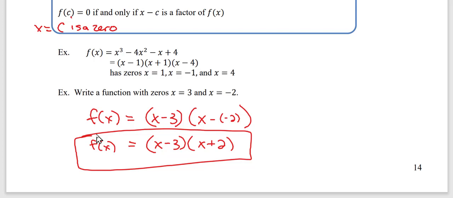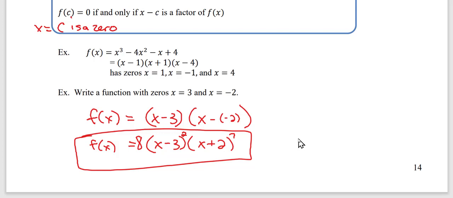This function that I have written here is a function with zeros x equals 3 and x equals negative 2. It's not unique, it's not the only function with those zeros, but it is a function that meets those conditions. The reason it's not the only function is because, say for example, this could be squared and this to the 7th power, and it still satisfies those conditions. You could have an 8 in front here, and it doesn't explicitly say that those are the only zeros, so you could have other factors here.